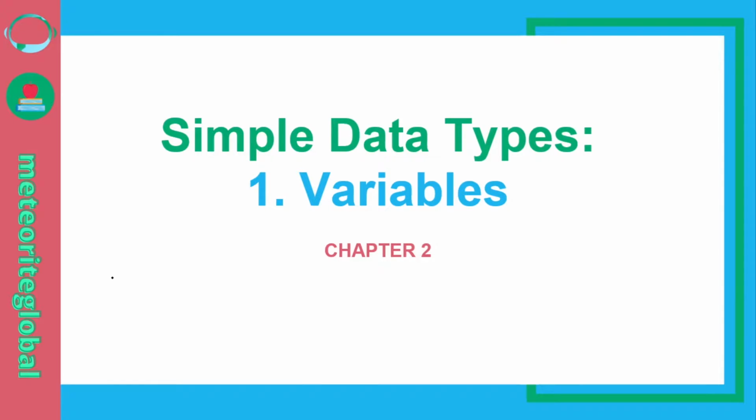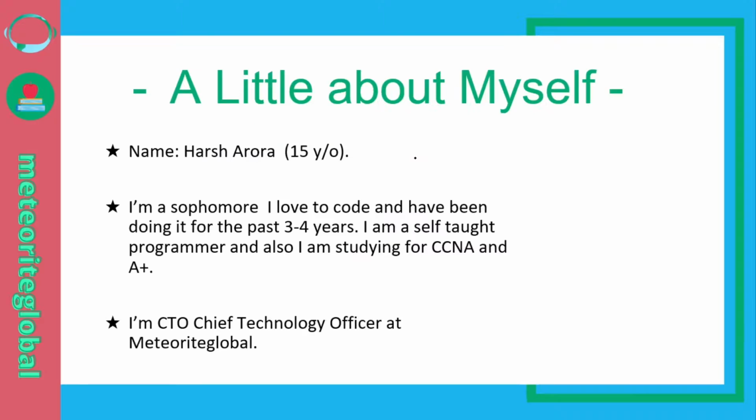Two of them are taught by me. I am Harsh Arora. I am 15 years old. I am a sophomore. I love to code. I have been doing it for the past 3 to 4 years. I have taught myself this, and now I'm also learning CCNA and A+. This is for networking and basically helps you become an ethical hacker. I am a CTO, Chief Technology Officer at Meteorite Global.